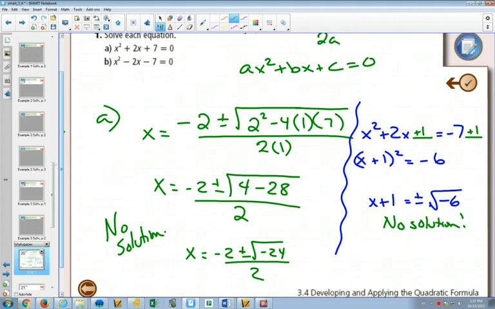Yes? If you do it one way and get no solution, you have to try it the other way? No, you don't have to try it the other way. I was just showing you that had you chosen the other way, you would have found the same results.